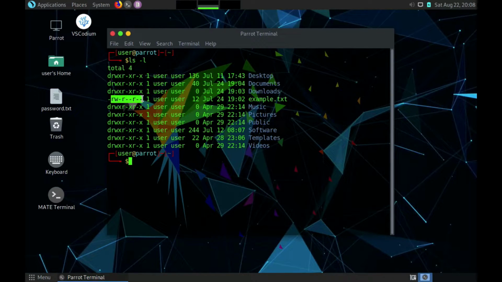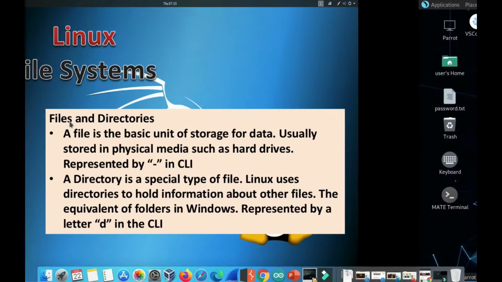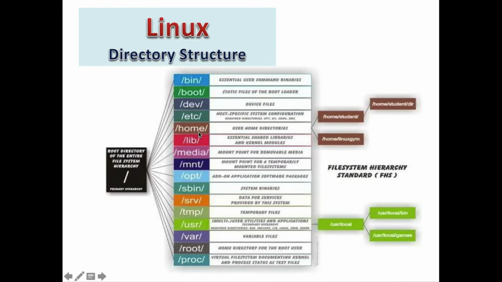There are 9 permission levels, for user, group, and others. This first three will be for the user, these 3 will be for the group, and the other will be for others, anyone from the world. This is the user, the owner of this directory or file. Then group and others. So let's continue to the directory structure.